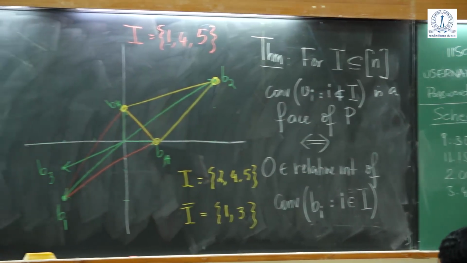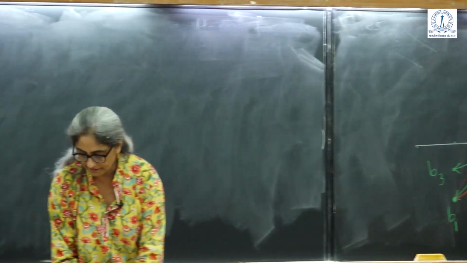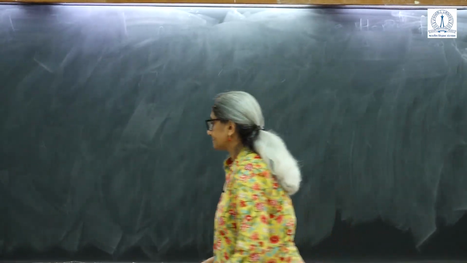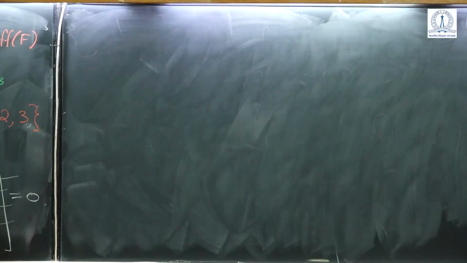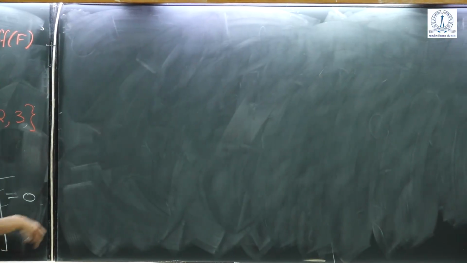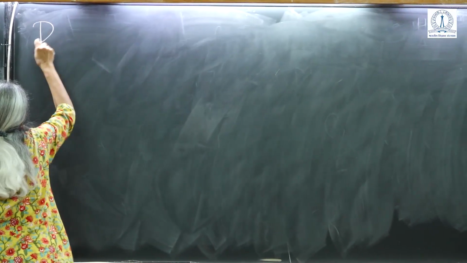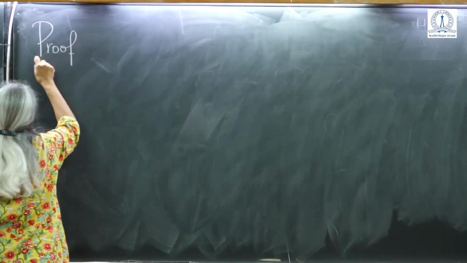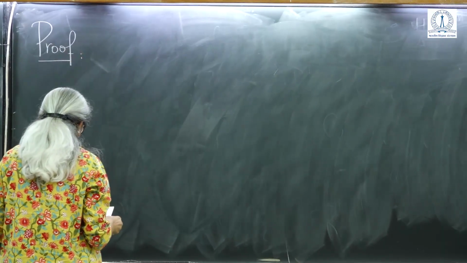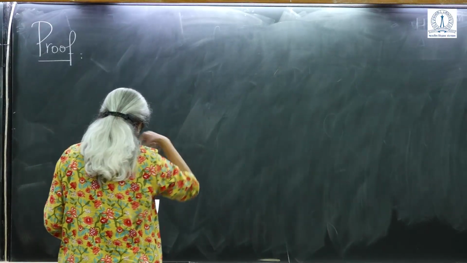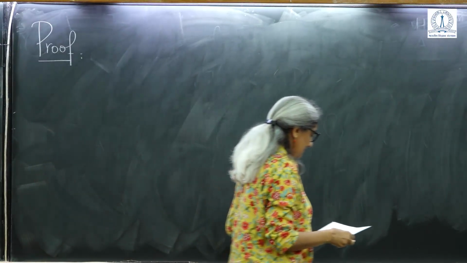But let me actually prove the theorem. It's a very simple proof. So I'm going to prove that theorem. Okay. So let's pick J is a face, if and only if this.